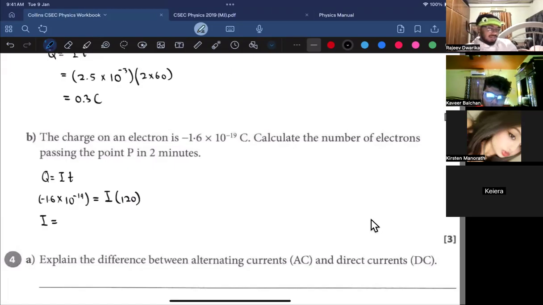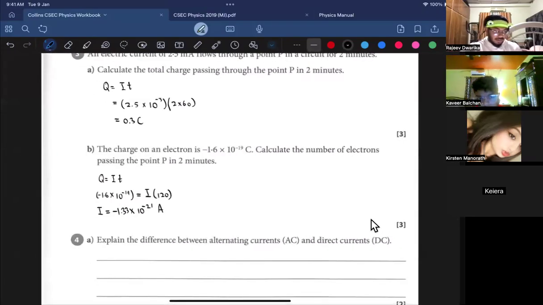Justin, tell me the answer again. Minus 1.3 by 10 to the power minus 21. All right, cool. Everybody okay? Guys, everybody all right? Is everybody okay? So that's clear, right?